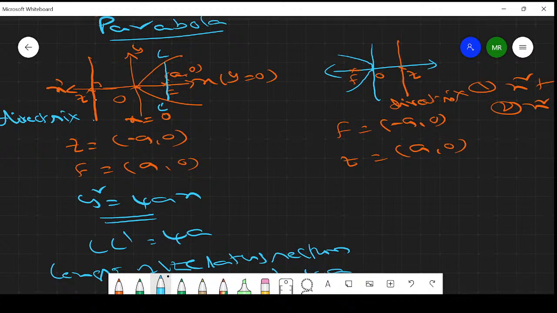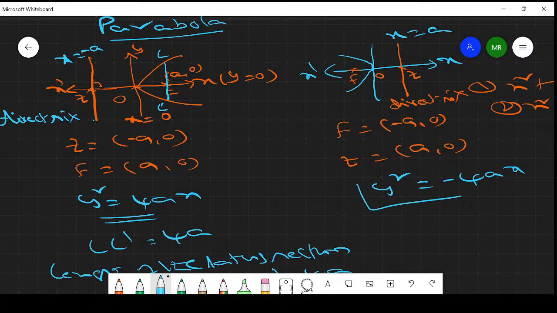What is the equation of the directrix? Passing through the point minus a, 0, x equal to minus a is the equation of the directrix. Coming to here, this is x equal to a, the equation of the directrix, a vertical line. Focus is minus a, 0, Z is a comma 0. Here the axis of the parabola xx dash is towards the left side. This equation is y square equal to minus 4ax.